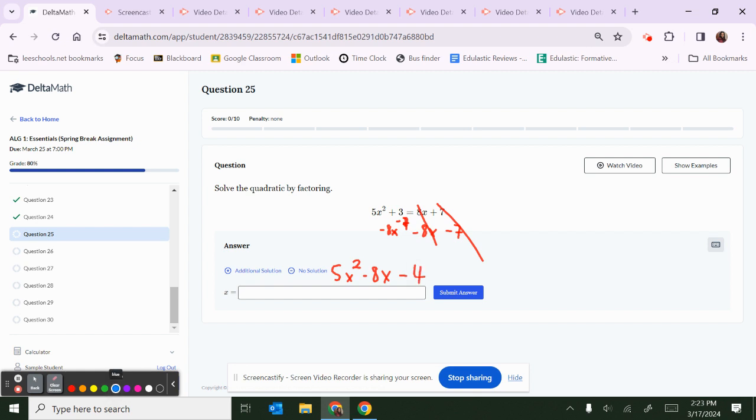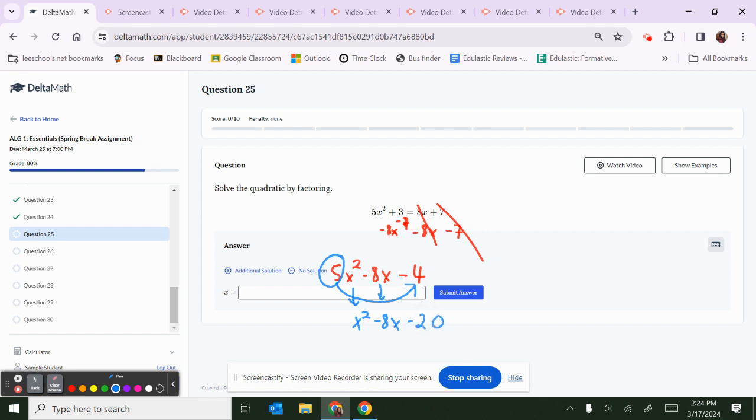Because the number in front, the leading coefficient, is greater than 1, we're going to have to use a method called slide and divide. So again, we're going to have to use a method called what? Slide and divide. So the first thing you're going to do is circle your leading coefficient, slide it to the end, all right? The x squared that's right here, you're going to bring it down. The negative 8x, you're going to bring it down. The 5 and the 4, you're going to multiply to get negative 20.